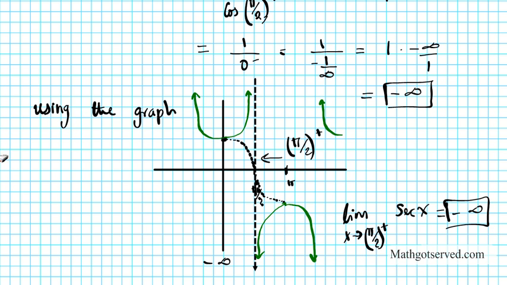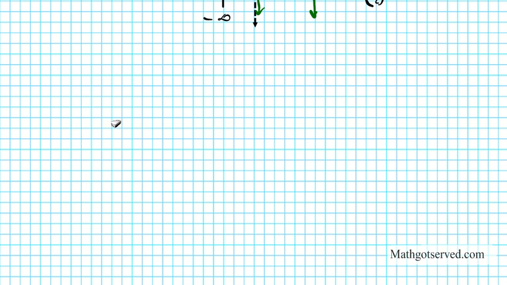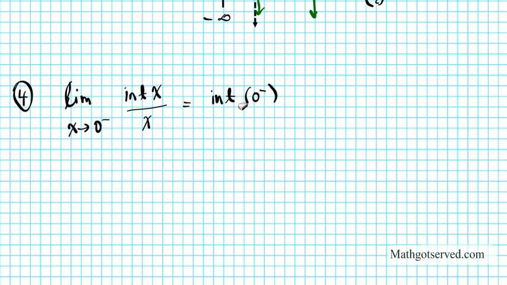Okay, same as that. Alright, now let's take a look at question number 4. Question 4, it's an int function. We're going to take the limit as x approaches 0 from the left of int x over x. Okay? Alright, so go ahead and plug this in. 0 from the left is a really small negative number, so we're going to be looking at the int of 0 from the left over 0 from the left. So int is basically known as the ceiling function or the greatest integer function.